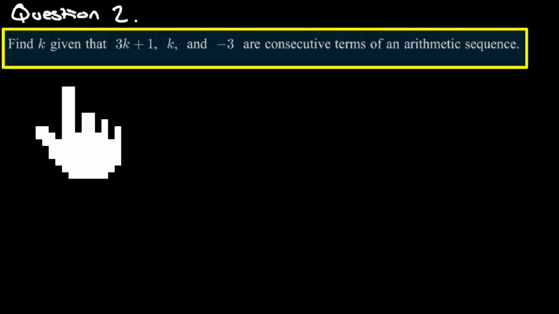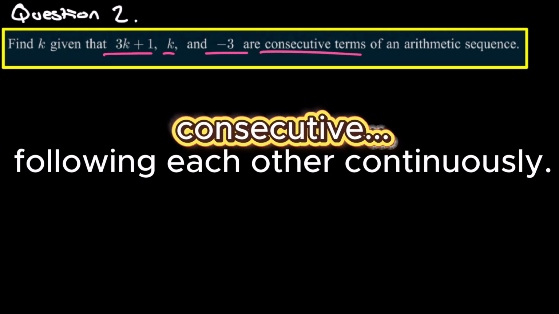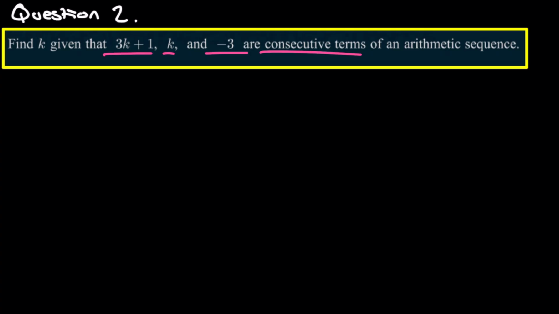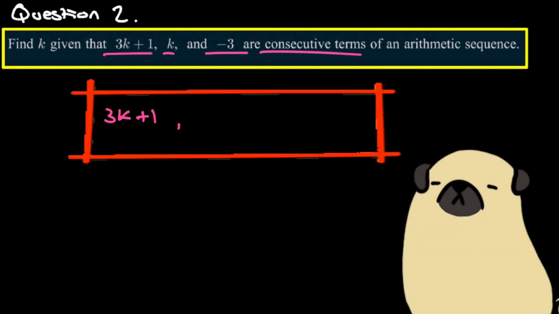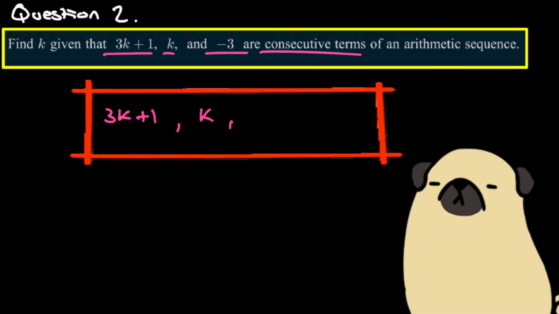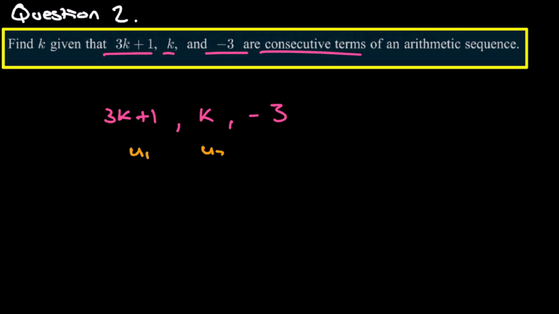Okay, question 2. So find k given that this value and this value are consecutive. Now, consecutive means one after another. So it doesn't matter where they fall in the sequence. We just know that they fall one after another. So therefore, if we have 3k plus 1, and then another term, k, and then another term, minus 3, you could, if you wanted to, assume that that's u1, u2, and u3, but that is not necessary here. We don't actually know. They are 3 consecutive terms within a sequence. And to be honest, it doesn't really matter. What we do know is this is true.